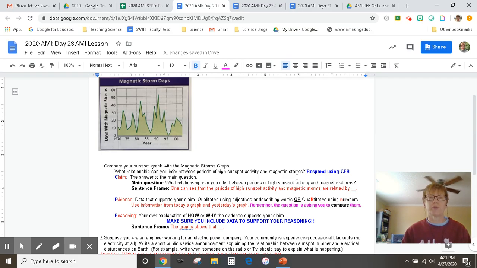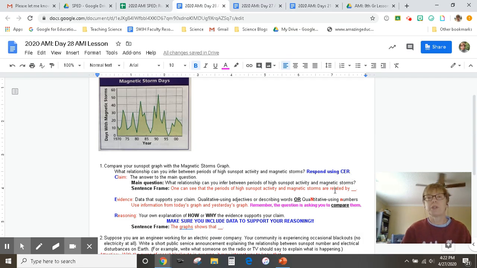Inferring means that you use past information or experiences. So things that have already happened or that you've already learned, you're going to use what you learned from the past and apply it to what the new information is that you have. So your past experience is your sunspot graph from yesterday, and your new information is the magnetic storms graph from today. So it says, what relationship can you infer between periods of high sunspot activity and magnetic storms? And you're going to respond using CER.